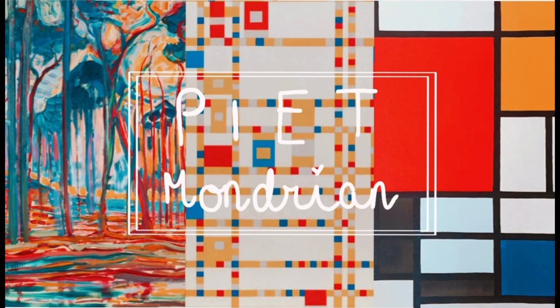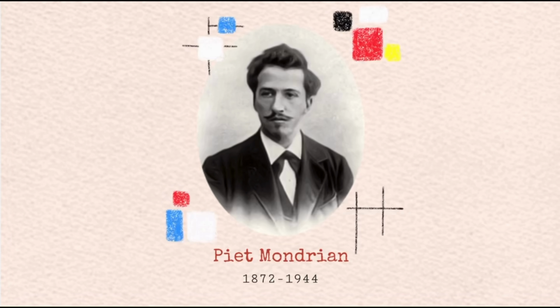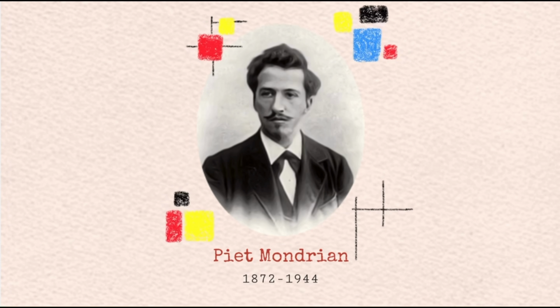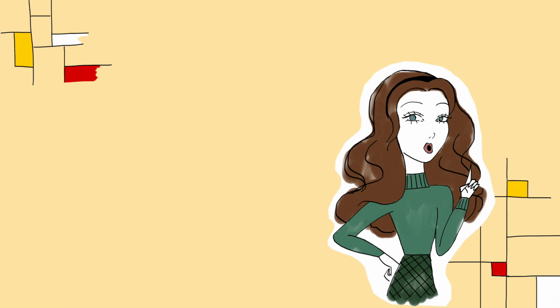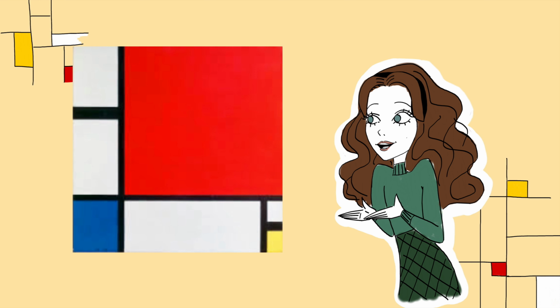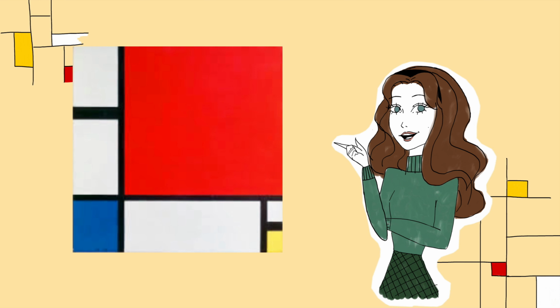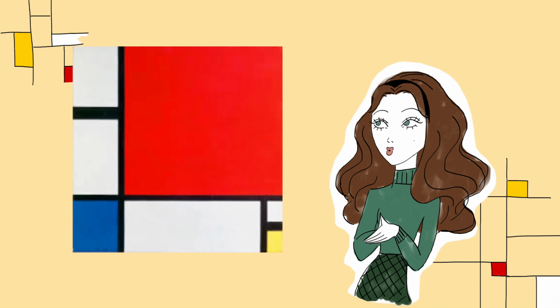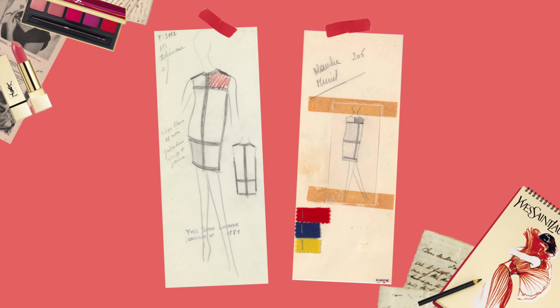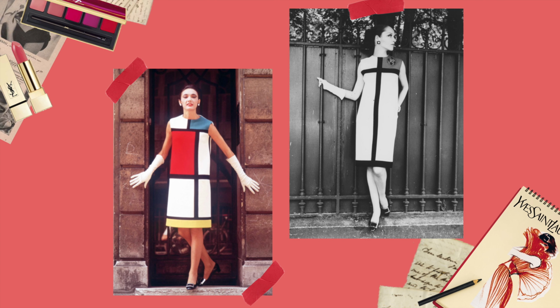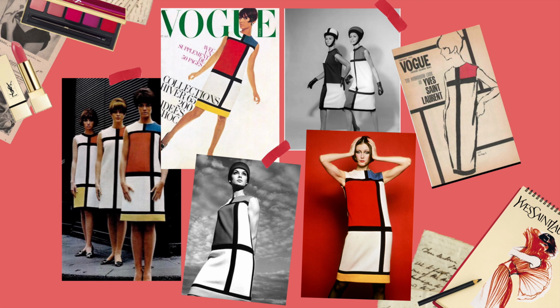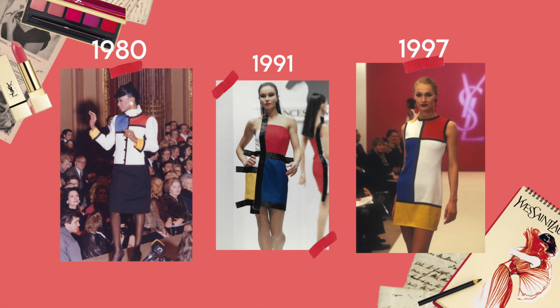So this last artist is one that until recently I didn't actually know the name of, but I was familiar with one of his paintings. This one, which if you don't recognise it as a painting, you might recognise it as a dress. In 1965, Yves Saint Laurent designed a line of dresses inspired by Mondrian's work, which not only revolutionised 1960s fashion, but also became Saint Laurent's iconic signature style.